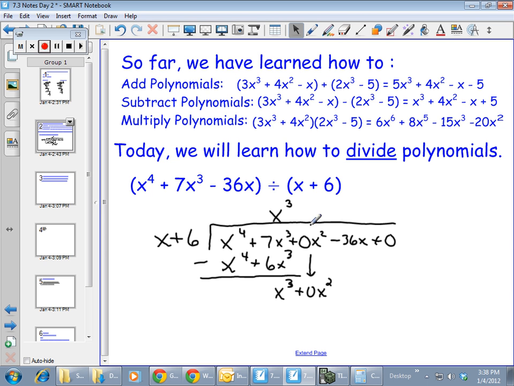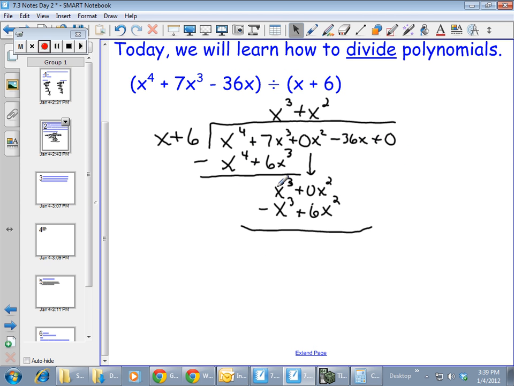Okay, so now what could we put up here so that when we multiply by x plus 6 it cancels out the x to the 3rd? So that's going to be an x squared, a positive x squared. So x squared times x is x to the 3rd. x squared times 6 is 6x squared. And now we subtract. So x to the 3rd minus x to the 3rd, that cancels out, that's 0. 0x squared minus 6x squared is negative 6x squared. And then we drop down the minus 36x.